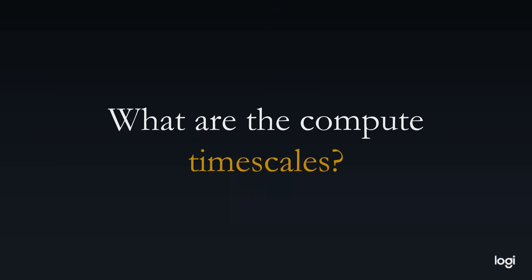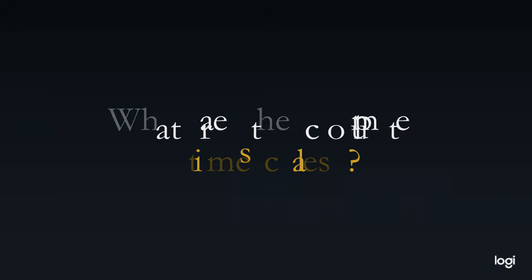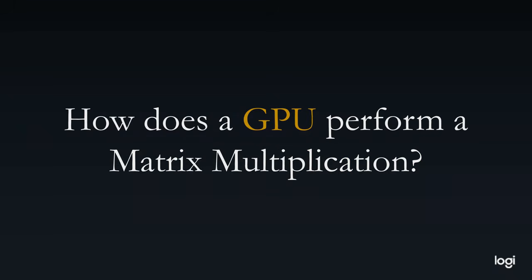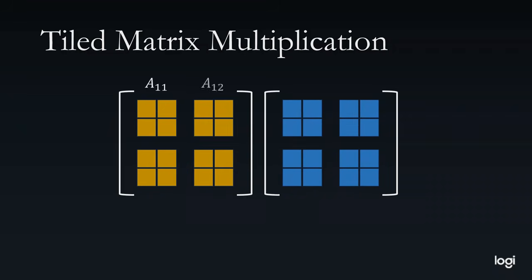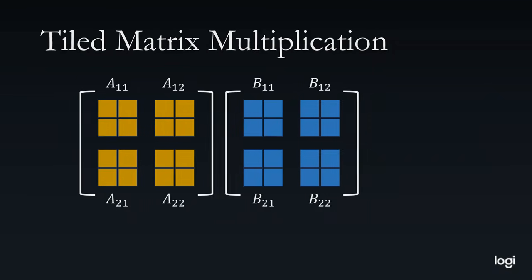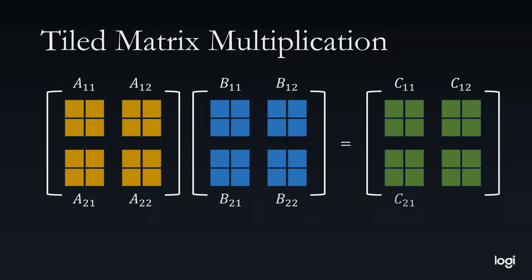Let's ask another question. What are the compute timescales? If we want to answer this question, then we have to understand how a GPU performs a matrix multiplication. Typically, if you want to do a matrix multiplication, say a 4 by 4, you can always do it by pen and paper. What a GPU does is it multiplies much larger matrices. So it takes a strategy of tiling the elements together. And once it tiles these elements together, it can do batch processing and process these tiles independently of each other in a parallel fashion. And that's what a GPU is really good at.